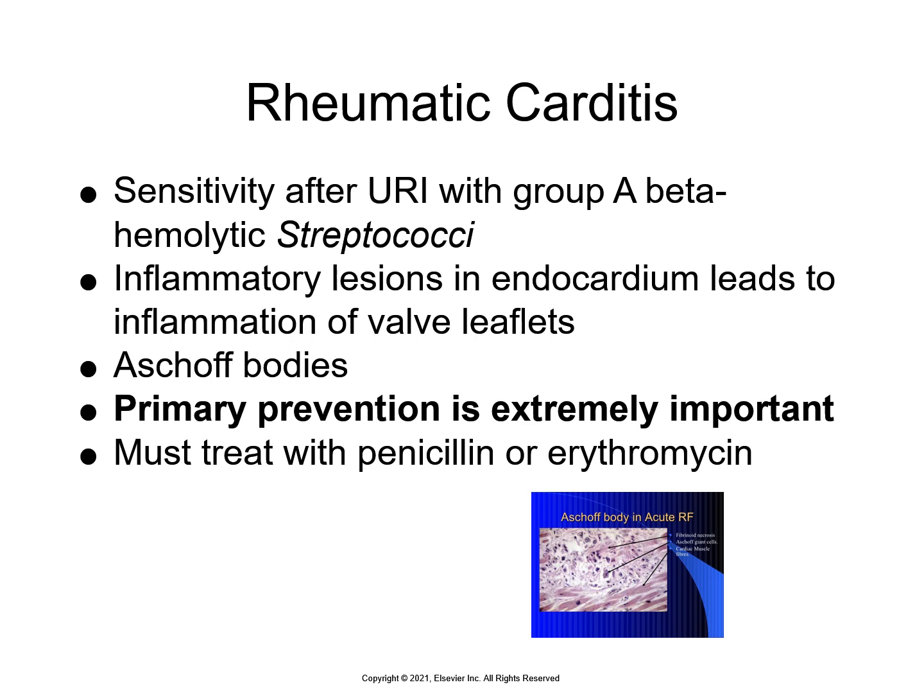Okay, now let's talk about rheumatic carditis. This is a sensitivity after an upper respiratory infection, when they have strep. They get lesions in the endocardium, and that causes inflammation of the valve leaflets, and they develop these Aschoff bodies. The primary prevention for this is extremely important. That's why any infection with rheumatic fever or streptococcal infections must be treated with antibiotics without fail. They're usually treated with penicillin or erythromycin.